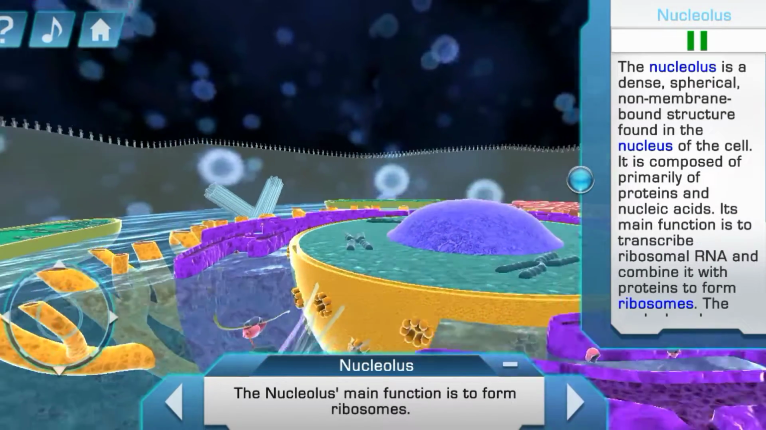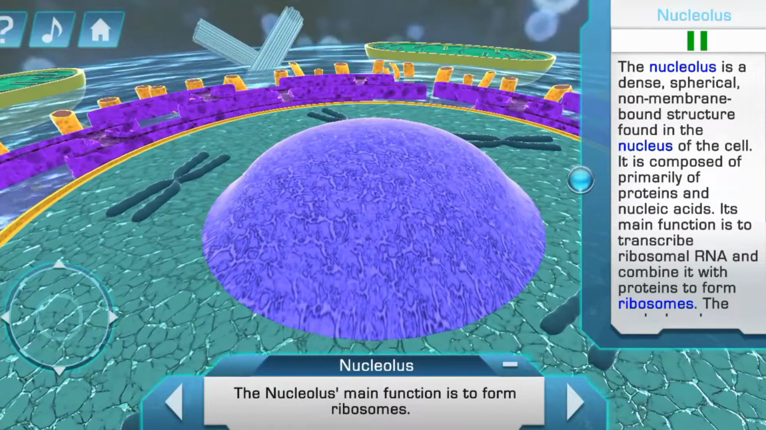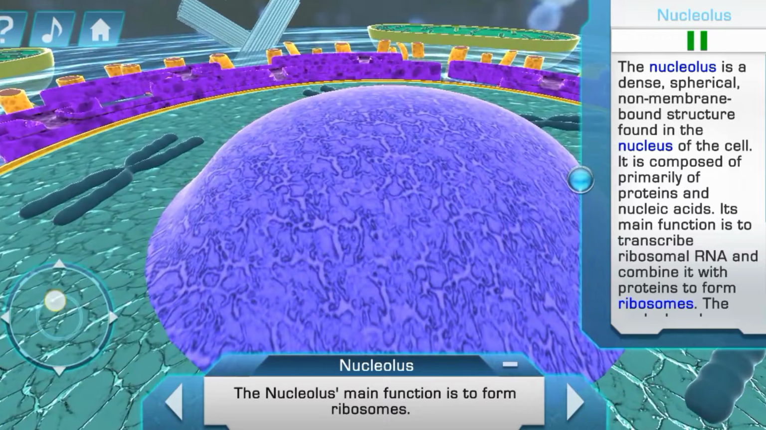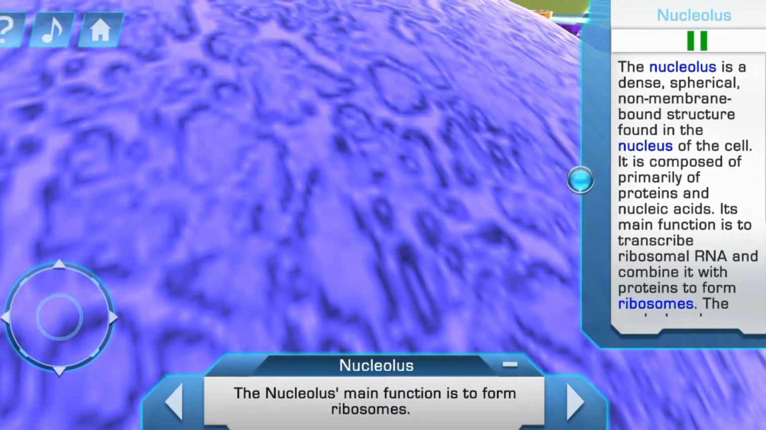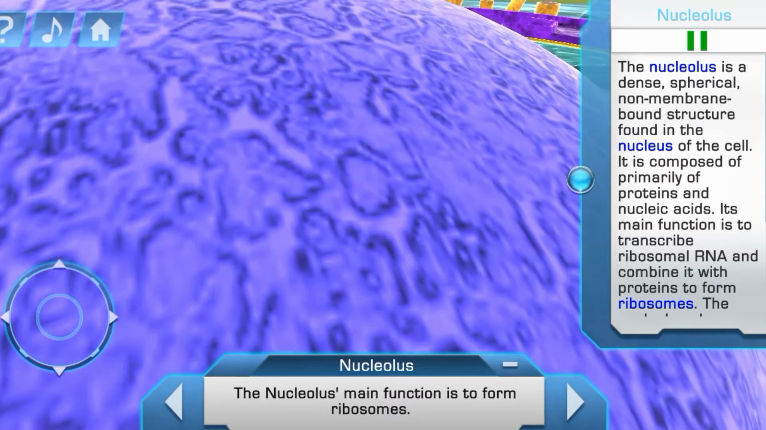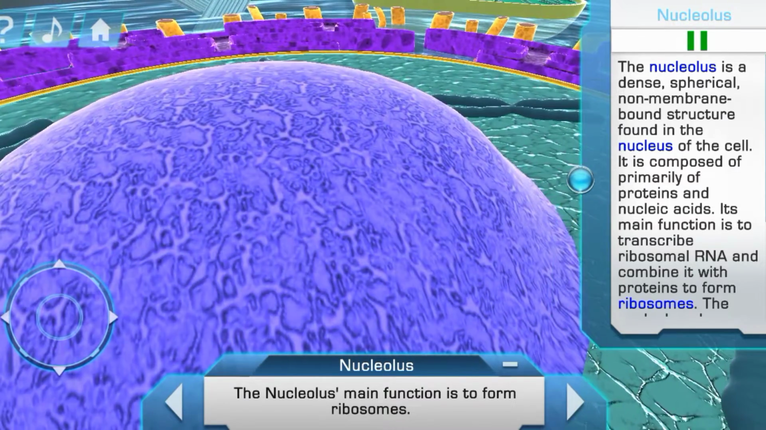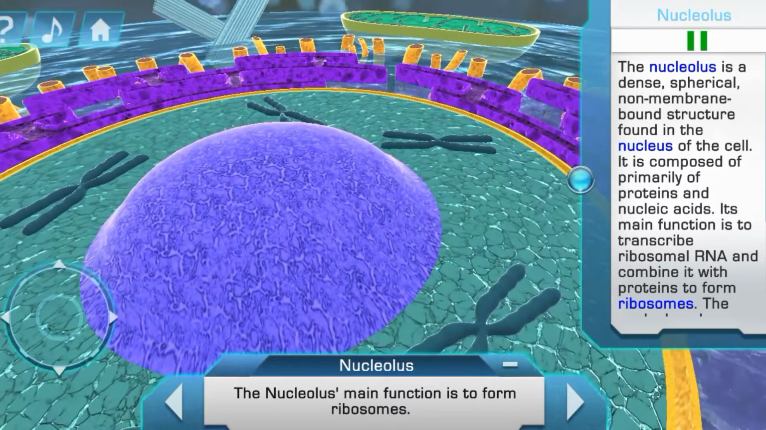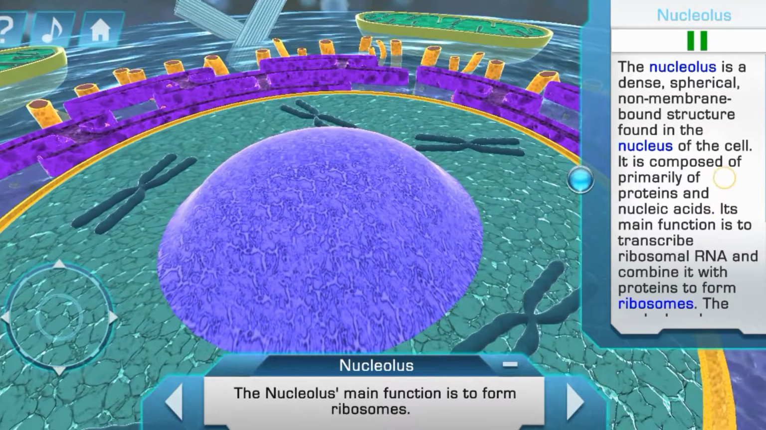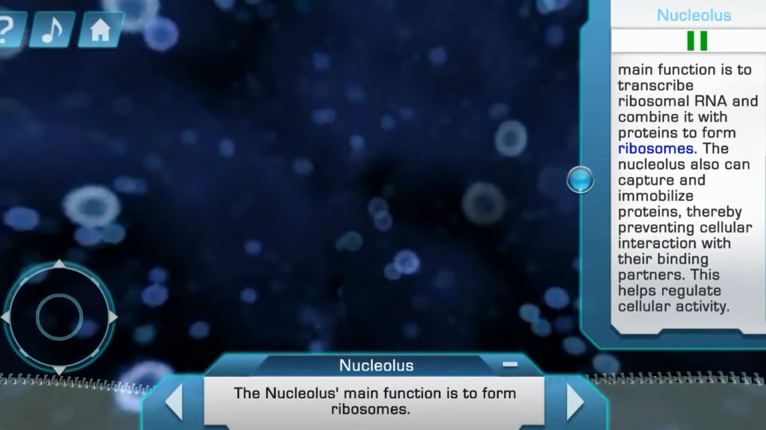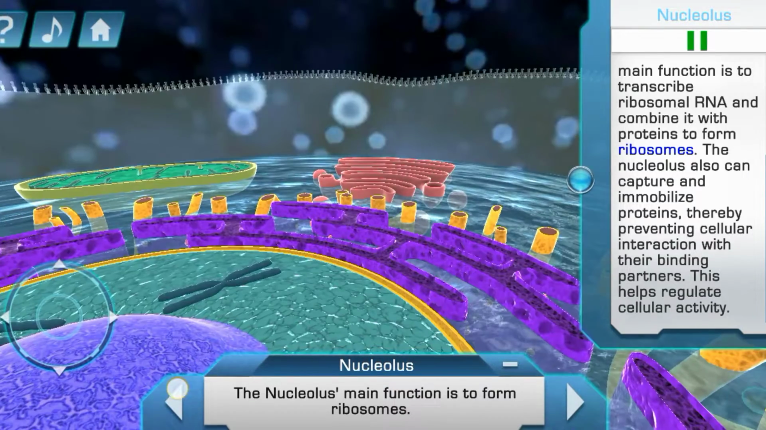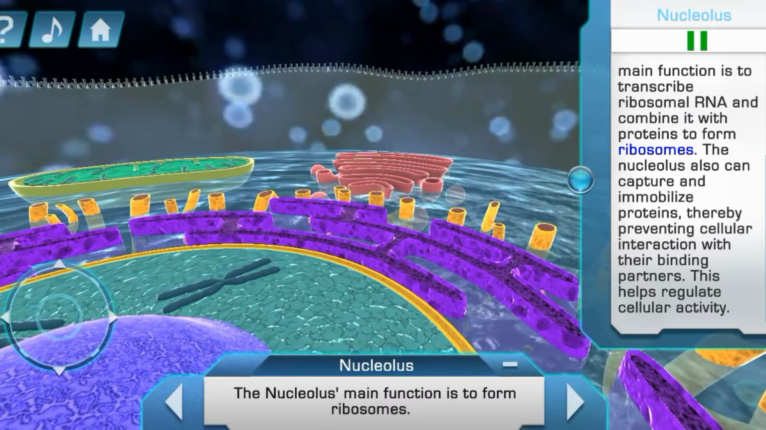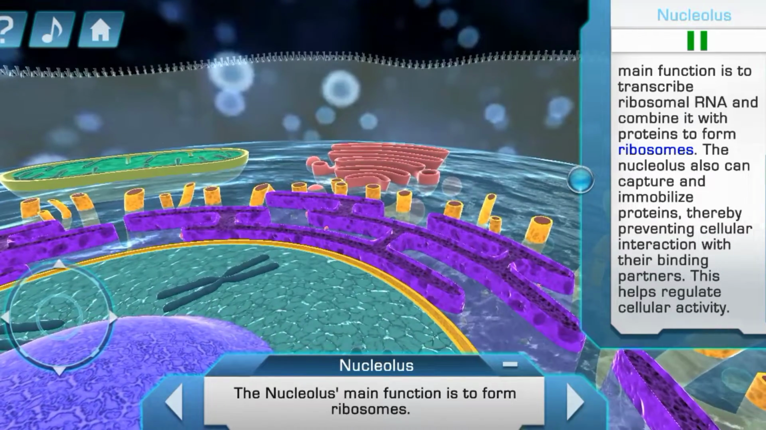The nucleolus is a dense, spherical, non-membrane-bound structure found in the nucleus of the cell. It's composed primarily of proteins and nucleic acids. Its main function is to transcribe ribosomal RNA and combine it with proteins to form ribosomes. The nucleolus also can capture and immobilize proteins, thereby preventing cellular interaction with their binding partners. This helps regulate cellular activity.